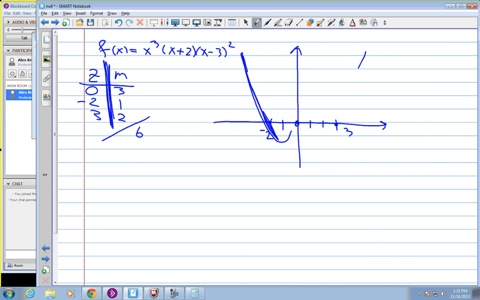Now it has to turn around and hit 0. What's gonna happen at 0? It's gonna kind of wiggle through 0, behave like a cubic, right? Then it has to turn around and hit 3. What's gonna happen at 3? Bounce off 3. And it ends up where we expected it to end up. So it's consistent with the end behavior.